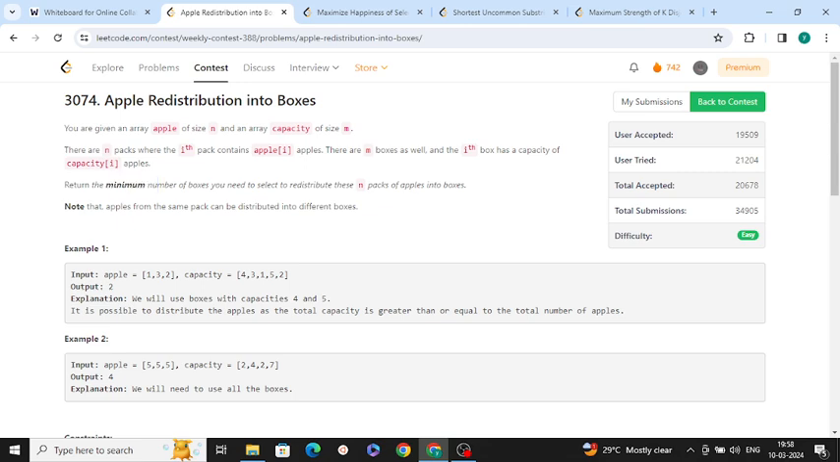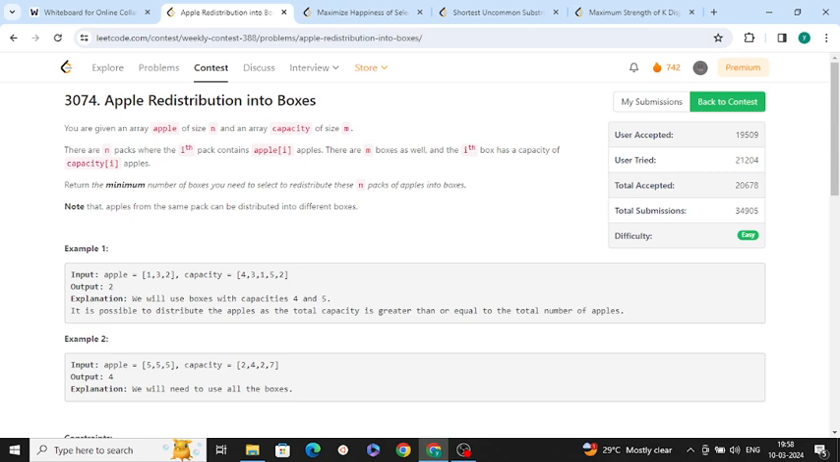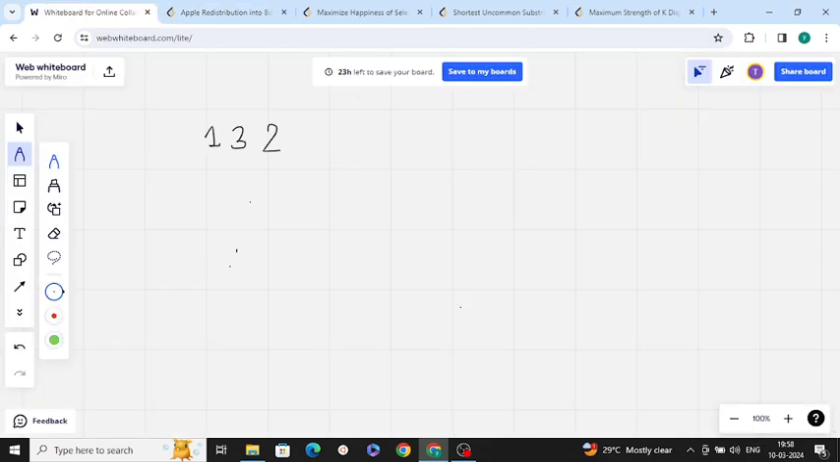So let's discuss this first example. The apple array is 1, 3, 2, and our capacity is 4, 3, 1, 5, 2. Here, what we need to do is minimize the boxes and store all these apples.